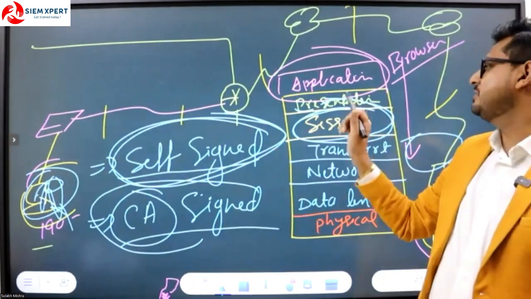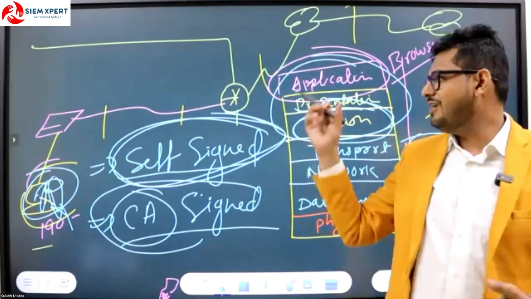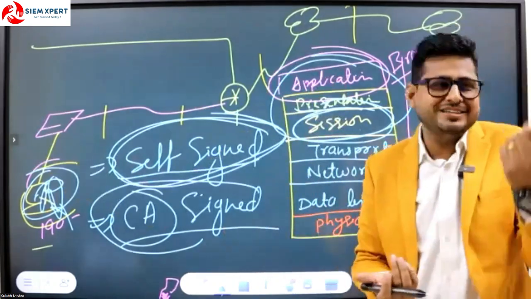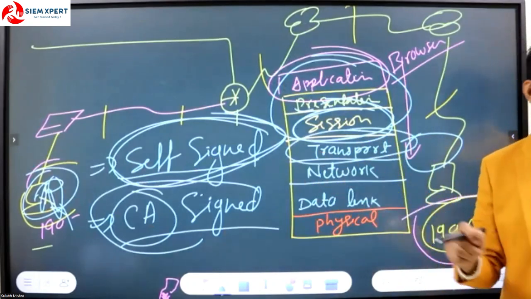That's the reason the application, presentation, and session activities generally happen at what we call the application layer. All this comes under the application layer, because the application only will do all this activity. Understand? Then transport.